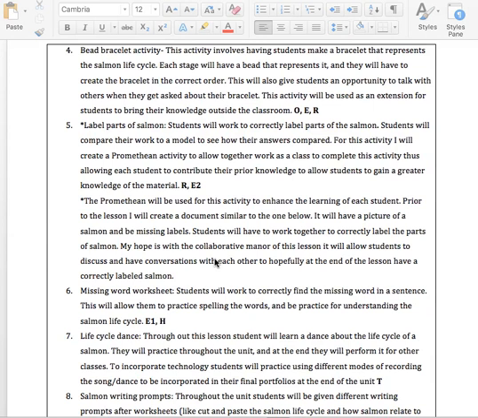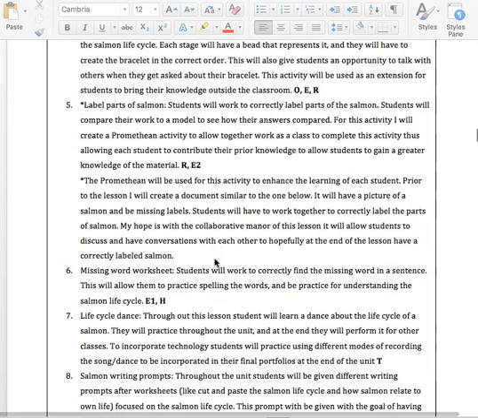Students will do a bead activity. This activity involves having the students make a bracelet that represents the salmon life cycle. Each stage will have a bead that represents it, and they will have to place the beads in the bracelet in the correct order. This will be an opportunity for students to take their knowledge outside of the classroom and be a teacher to other people, and maybe their family.